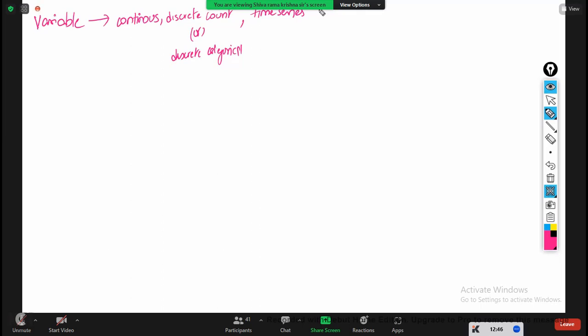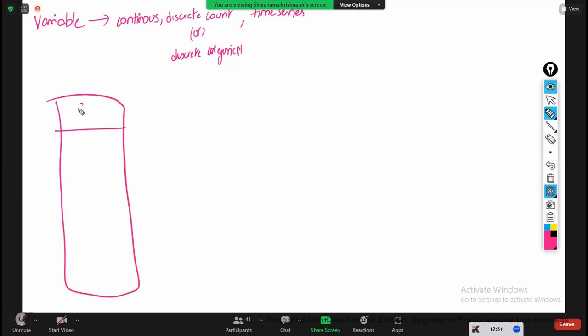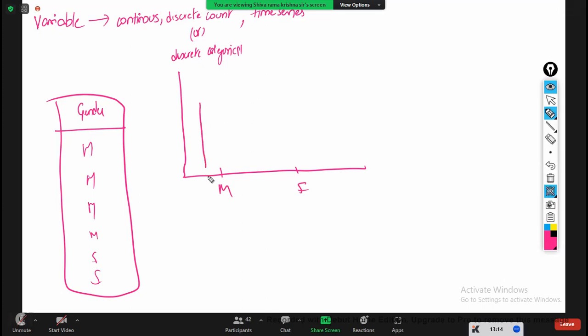For a discrete variable, let us take one example: gender, where I have male, male, male, male, female, female, something like this. For this discrete variable, we are going to make a plot called a bar plot, where the categories go on the x-axis, and the count of total number of values goes on the y-axis. So here the value is 4 and the number of females is 2.